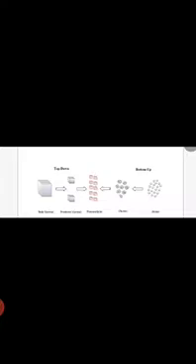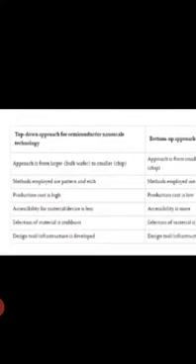Various nanomanufacturing techniques are as follows. The first one is mechanical alloying, then equal channel angular pressing, then high pressure torsion, and the last one is nanolithography. These are top-down approaches. Next, the slide is going to explain the difference between the top-down and bottom-up approach.